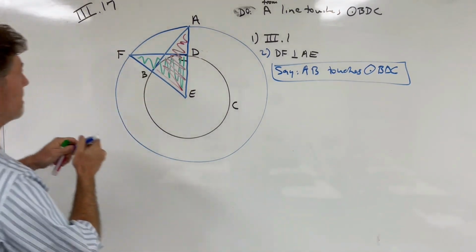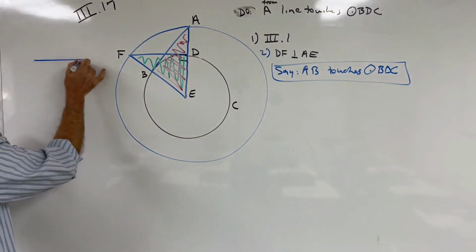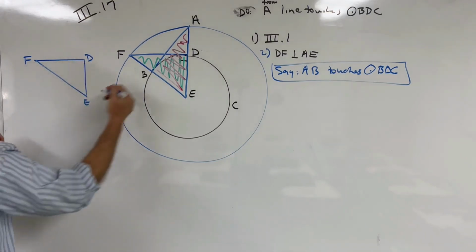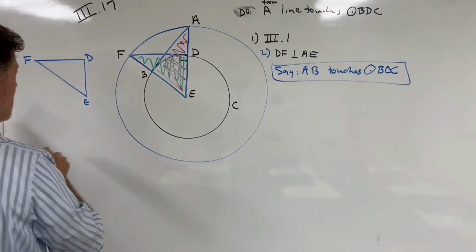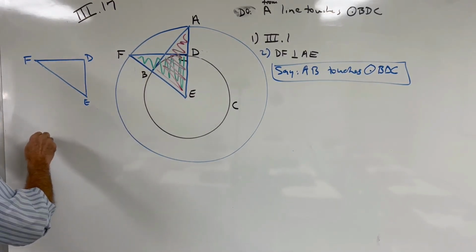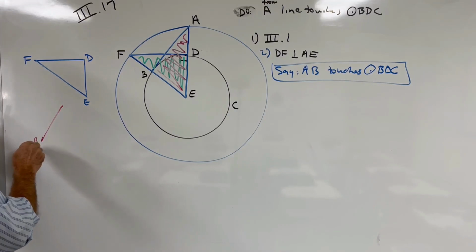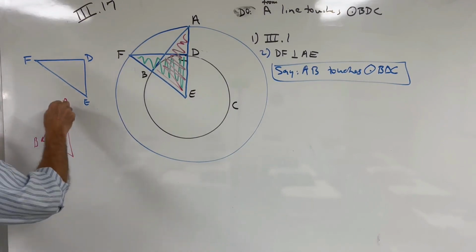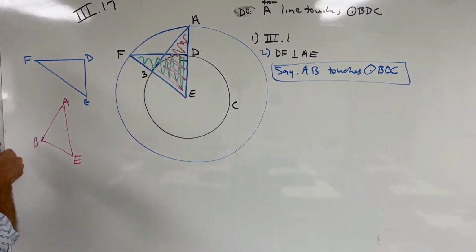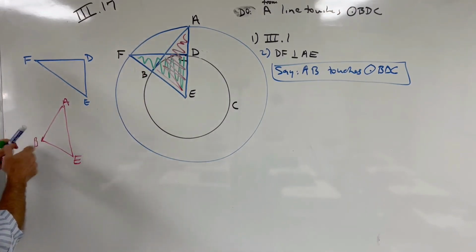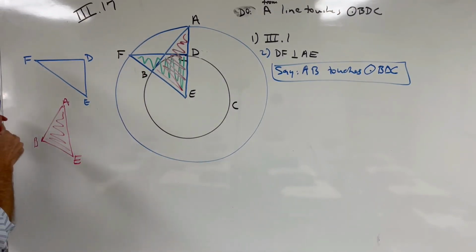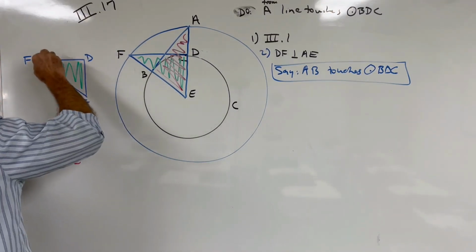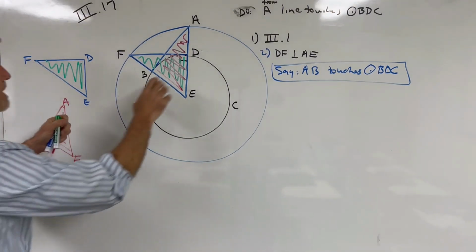It also might be helpful to unstack them so we can see what we're dealing with. So here's triangle FDE oriented that way. And here is the other triangle, I'll make this one in red. This is triangle BAE. So this is our red triangle. This is our green triangle. And if we start looking here, we can start to see some things that are equal.